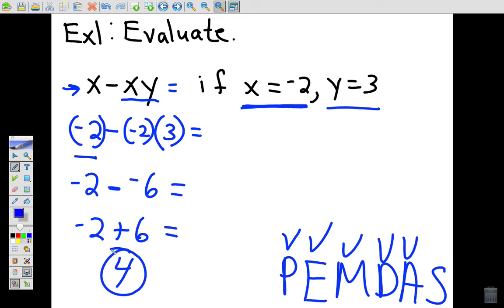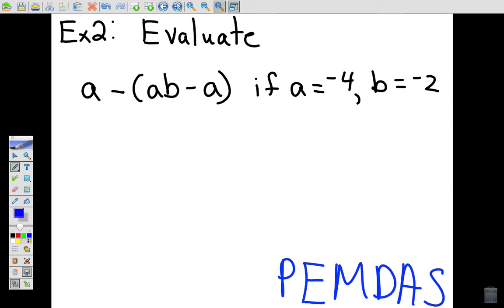So we've evaluated this algebraic expression. This is an algebraic expression, combination of letters or numbers. Here I just have letters or variables. And we evaluated it, and we got 4. All right, example 2, same thing, little different type of algebraic expression.